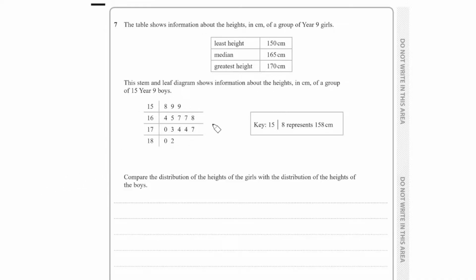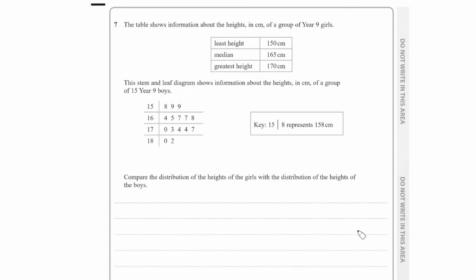Okay, you probably haven't seen this quite a lot. This doesn't come up very often, but this is a stem and leaf diagram here. So the table shows information about the heights in centimeters of a group of year 9 girls. So that's the table, right? And then separately to that, this stem and leaf diagram shows information about the heights in centimeters of a group of 15 year 9 boys. They've obviously given you the key and all of that. Compare the distribution of heights of the girls with the distribution of the heights of the boys.